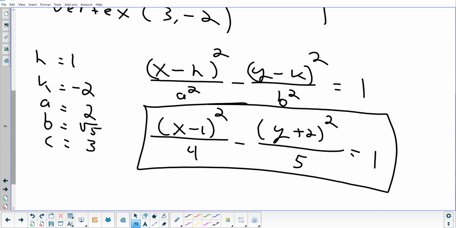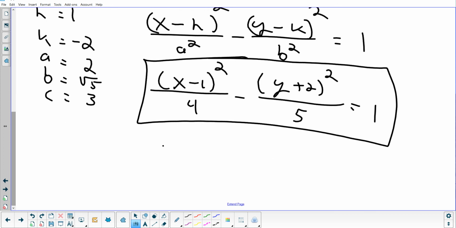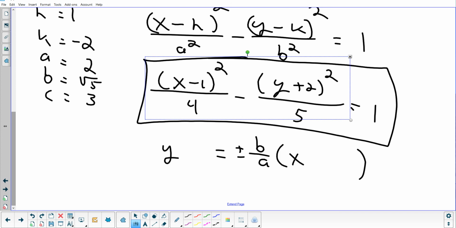And let's write the asymptotes. So let's start with how we would normally do it. y equals, what's the slope when the transverse axis is horizontal? b over a. So plus or minus b over a. And that's all you would need if it was at the origin. But we replaced x with x minus h and y with y minus k. So now fill in your h and k again, and your a and your b, and you'll get your equation.